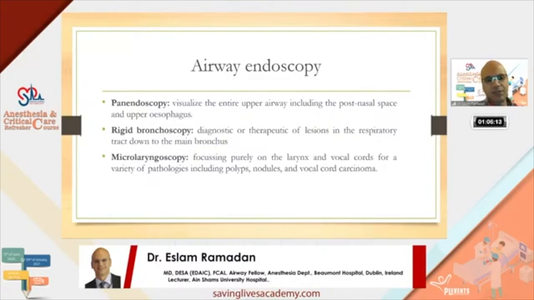They can use it for tracheal dilatation for stenosis, and putting in stents. Microlaryngoscopy focuses purely on the larynx and vocal cords, for a variety of pathology like polyps, nodules or vocal cord tumors.